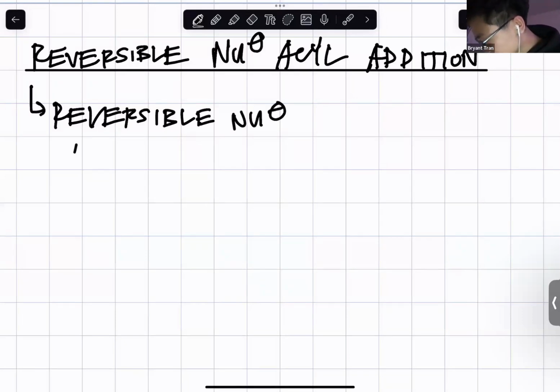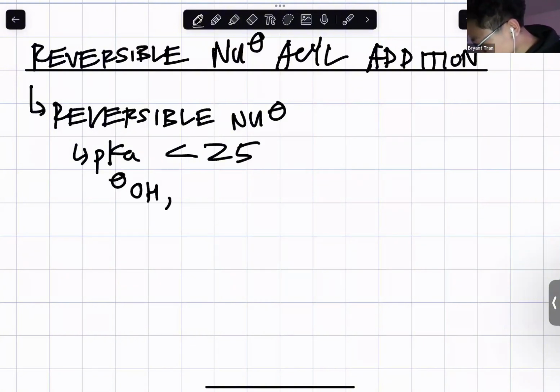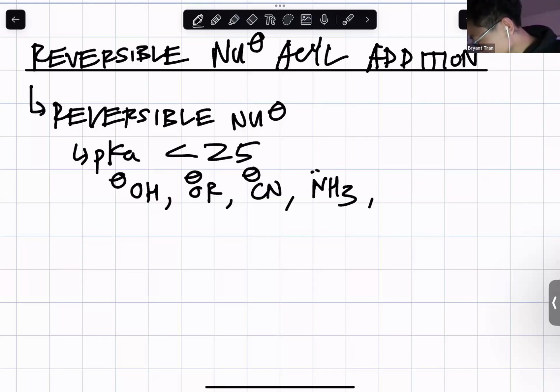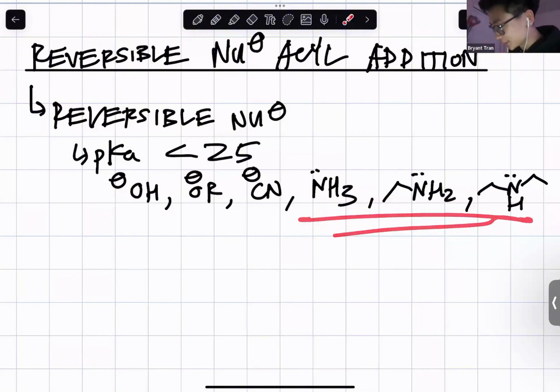Right, and for vocab, the pKa of these reversible nucleophiles are going to be less than 25. And the common ones are going to be hydroxide ion, alkoxide ion, cyanide ion, and neutral amine, right? It could be ammonia. It could be primary amine. It could be a secondary amine, right? And then this right here is going to form our imines or enamines.